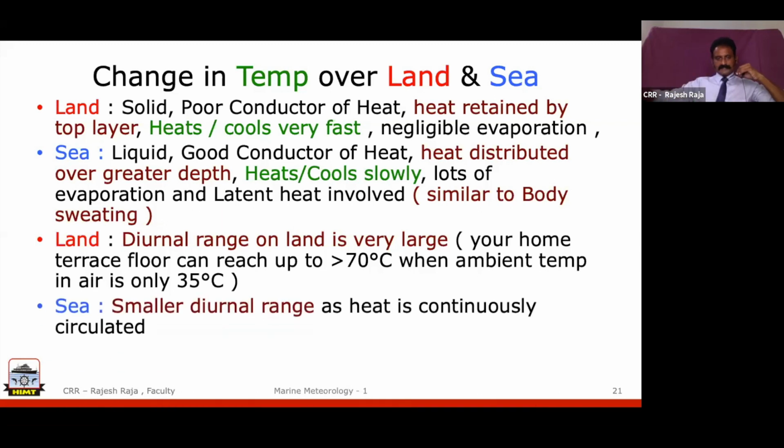And what about the sea? The diurnal temperature range is not as big as it is over land. So again, this also governs a lot of phenomena. My last question is, why should you know about it? You will come to know in the near future, in the coming sessions, why you need to know all this. There is a reason. I'm not going to tell you now, but we'll talk about it later.